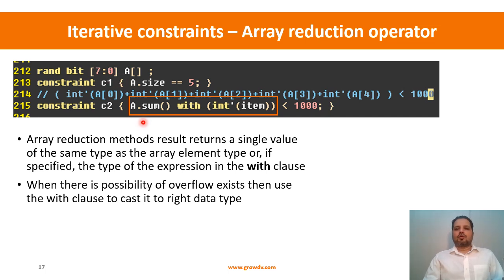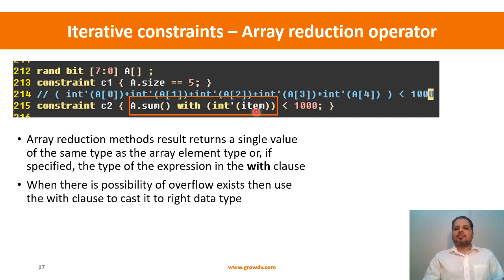So now what you want to do is cast each of the elements to a data type that can hold the final sum that you are trying to target. So in this case, we are saying a dot sum, we are using the with form of an iterator and saying with, and then we are doing a static cast. We are saying int cast each element of this particular array to be of the type int. That's what we are saying when we say a dot sum with int static cast for an item.